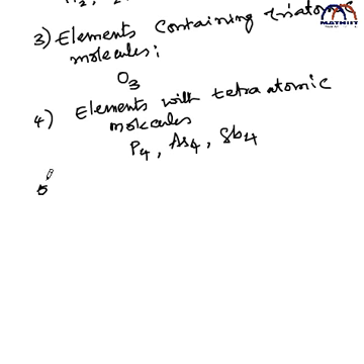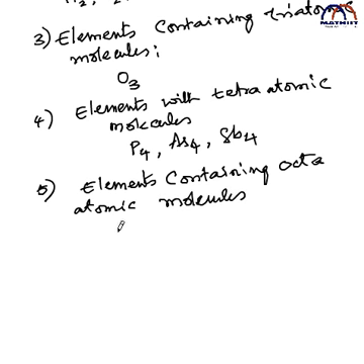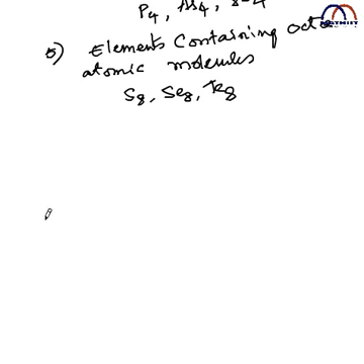Then if you take up the last one, elements containing octatomic molecules. Here we have only three elements, that is S8, selenium-8, and tellurium-8, right? Now if you remember these elements with their atomicity, this is a simple way of identifying the atomicity of different molecules, especially in the elements there, okay?